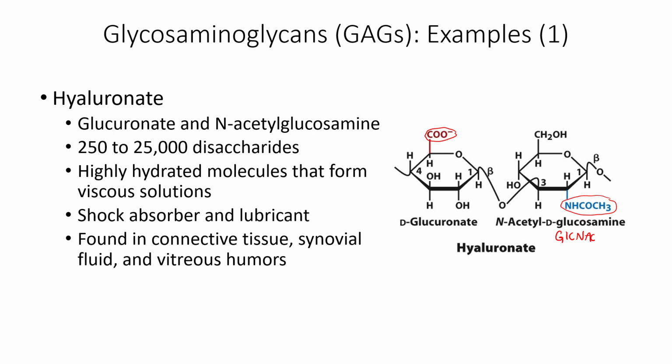When we talk about hyaluronate, it is composed of anywhere from 250 to 25,000 disaccharides, so these are extremely long chains. This results in highly hydrated molecules that form very viscous solutions, again because of all that charge that you can try to squish together, but it bounces back, and it really likes to interact with water. This helps make hyaluronate a really effective shock absorber and lubricant. We find it in our bodies in connective tissue, in synovial fluid, and in the vitreous humor of the eye.